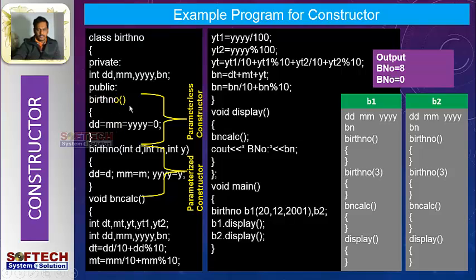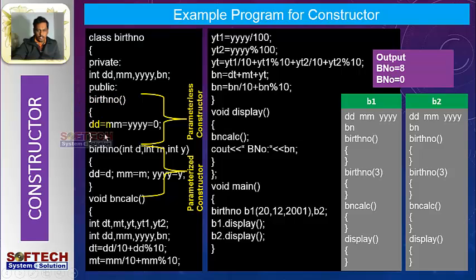So no argument, that is no parameter, is available in this function. The constructor name is the same as the class name. So birthNumber, no return type. So birthNumber, no argument is available. So zero argument constructor or parameterless constructor.